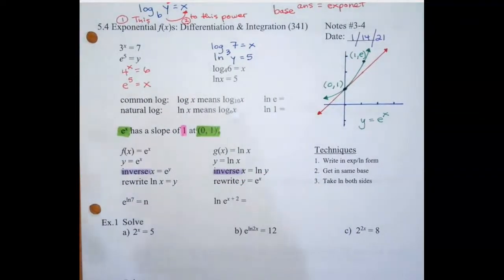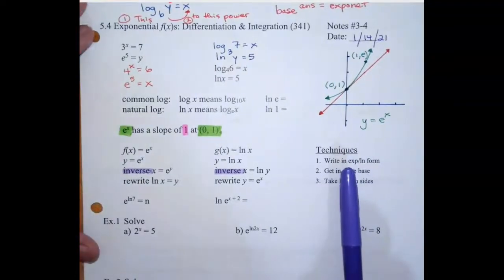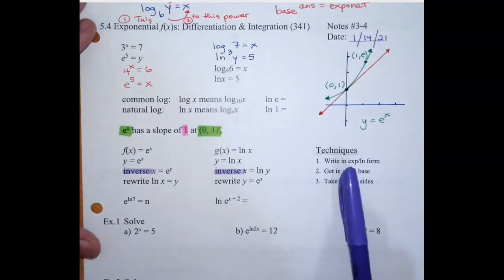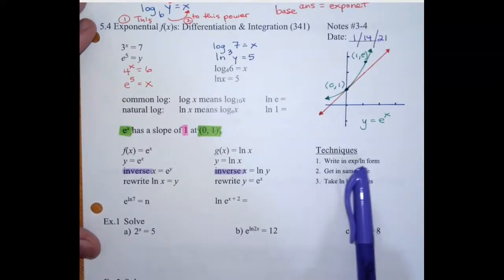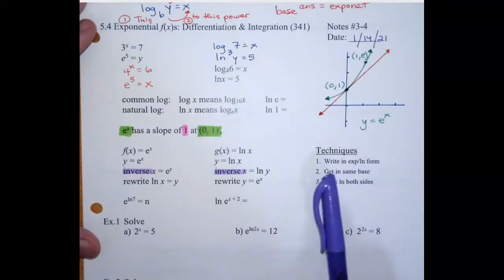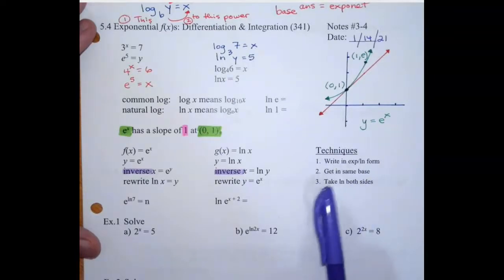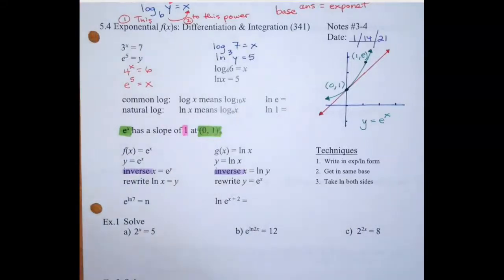So that's what we're trying to emphasize there. And here are some techniques that we can use to deal with exponential functions and logarithmic functions. One is to rewrite it in the other form. So if it's logarithmic, write it in exponential. If it's exponential, write it in logarithmic. So that's one thing that we try to do. If it's exponential, we try to get things in the same base. And another thing we can do is take the natural log of both sides. So those are all things that we could look at.